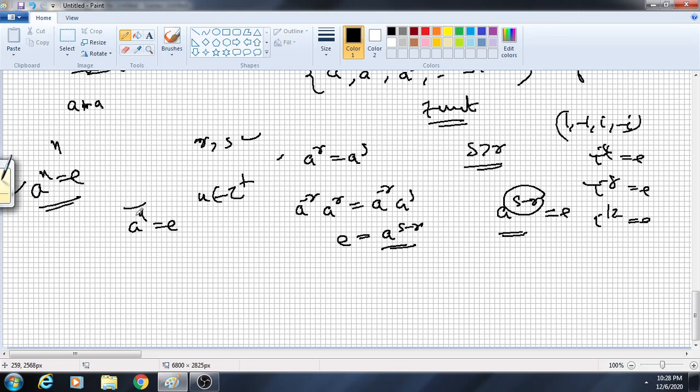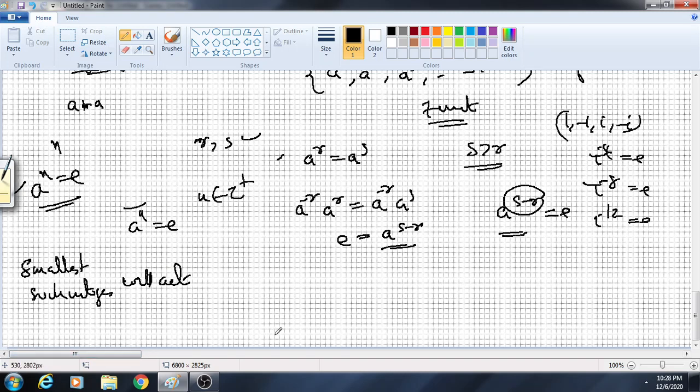Okay, now we are going to show that the smallest such integer will actually be the order. So how do we establish that?